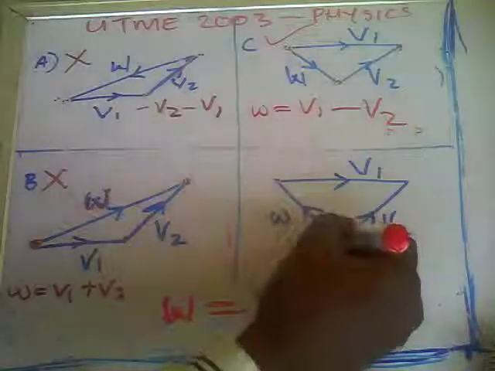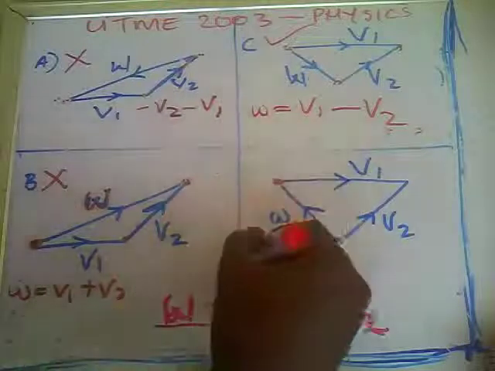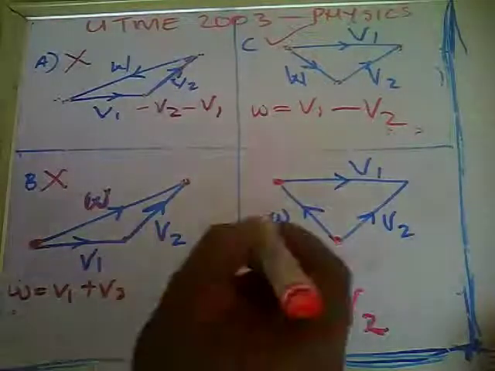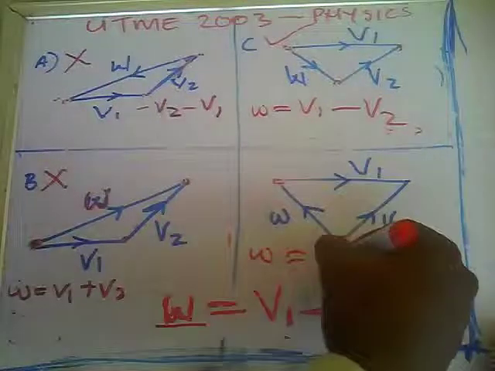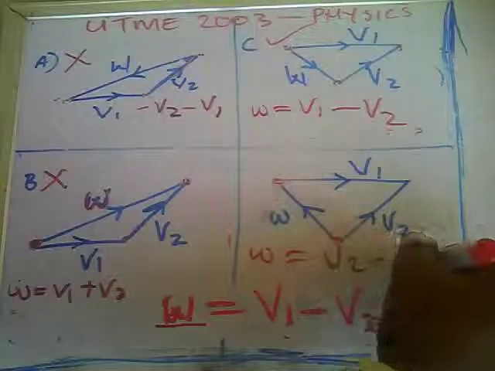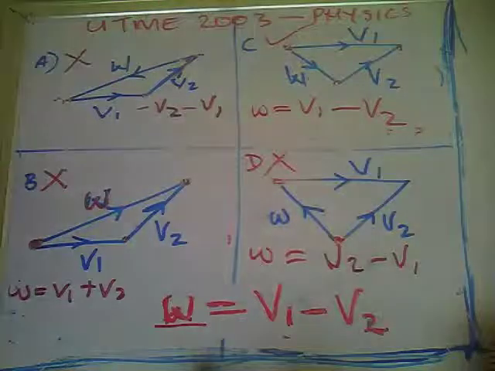Let's look at option D. We are looking at W, which is this. The alternative route is from here to this place, then here. That's V2 minus V1. So that is also wrong. So the answer is option C.